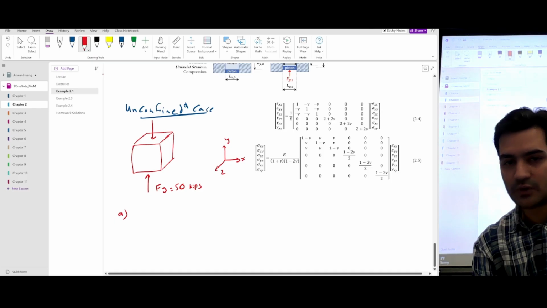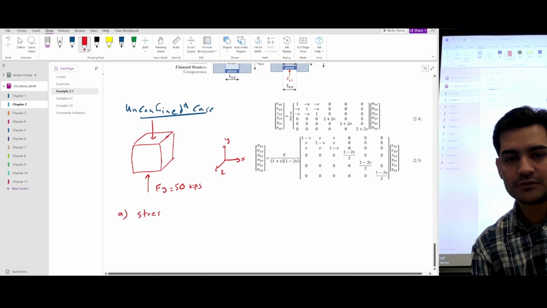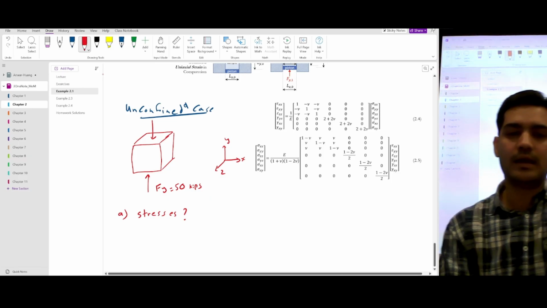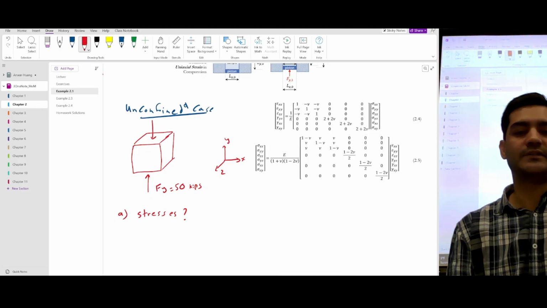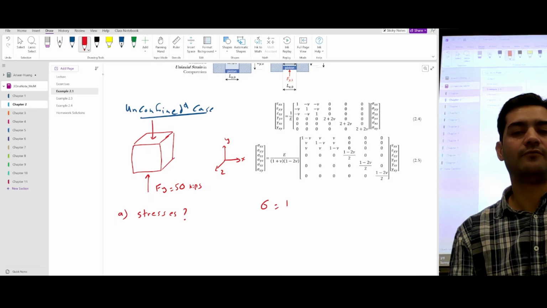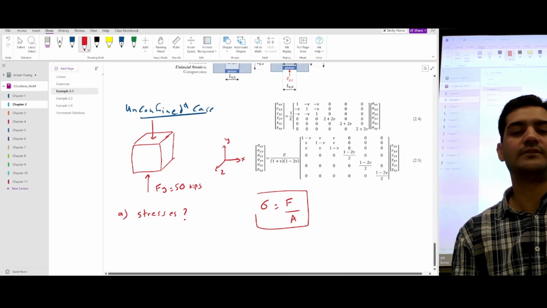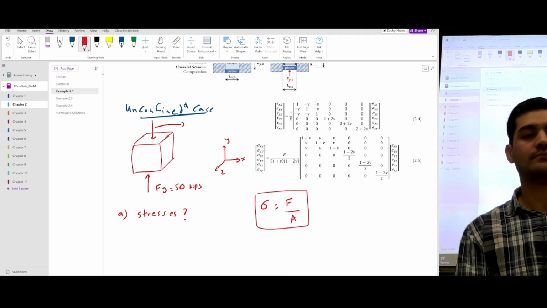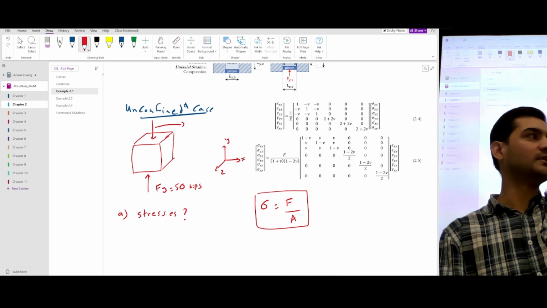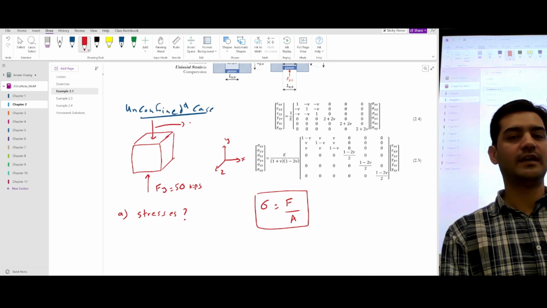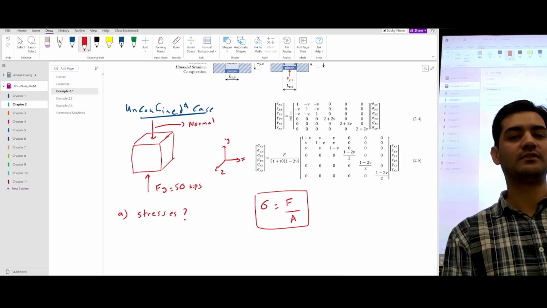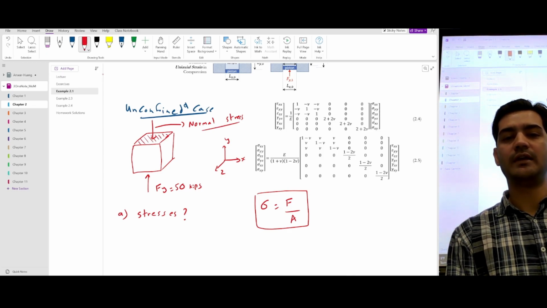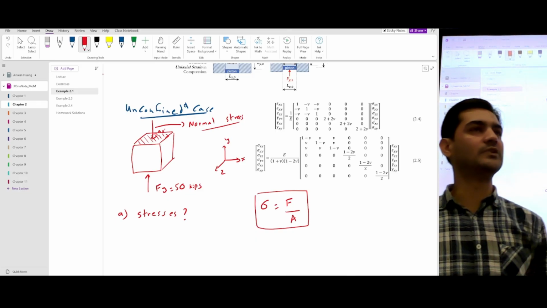And the first question is calculate stresses in all directions, right? That's the first question. And we know what is stress, right? Stress is force divided by area. That's the formula for stress. And is it a shear stress or is it a normal stress? This is normal stress because this is acting perpendicular to the area. So it's making a 90-degree angle. So it's a normal stress.